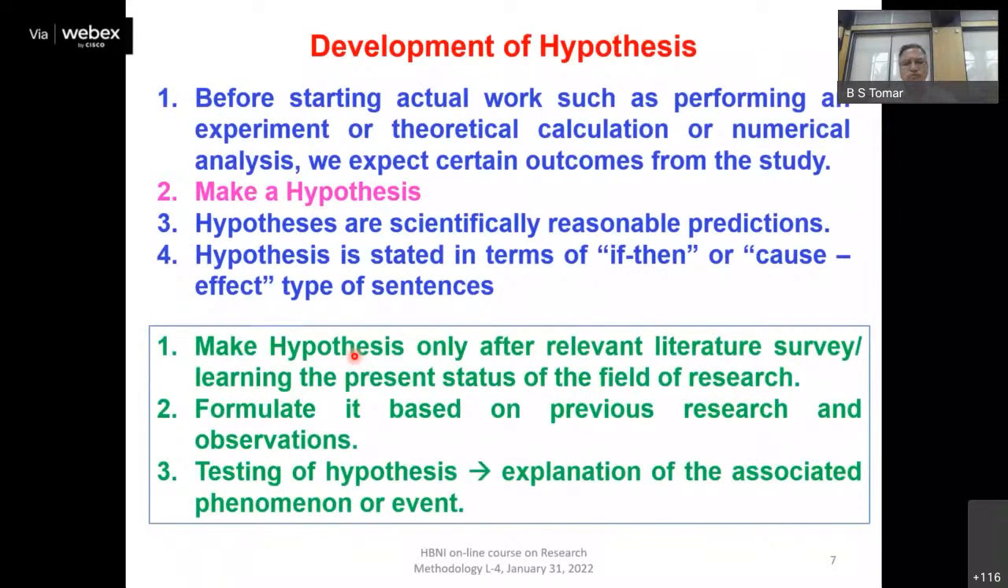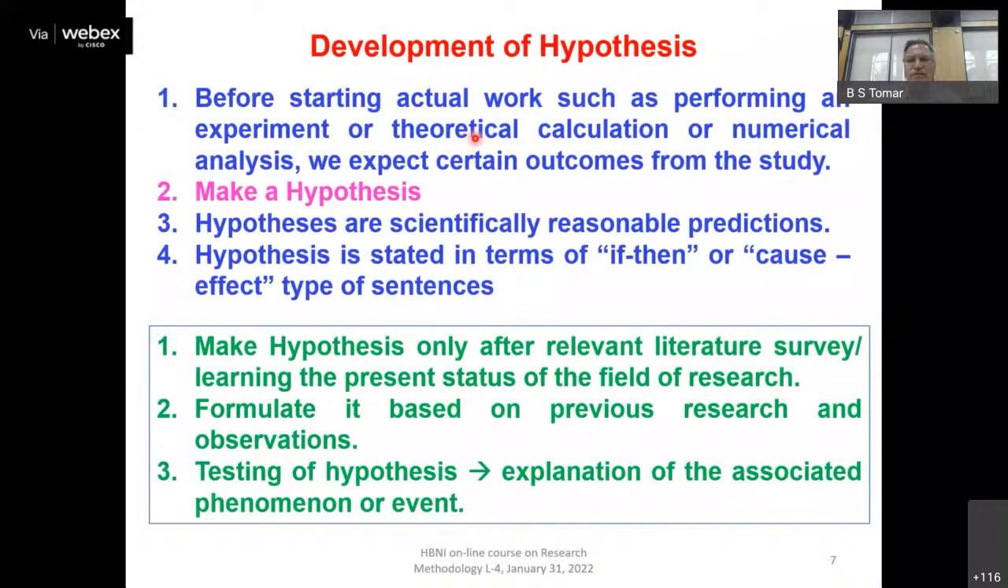So we have to develop a hypothesis. So how do we develop the hypothesis? We will also see some examples of that. Before starting the actual work, like performing an experiment, or even a theoretical calculation or a numerical analysis, we expect certain outcomes from the study.